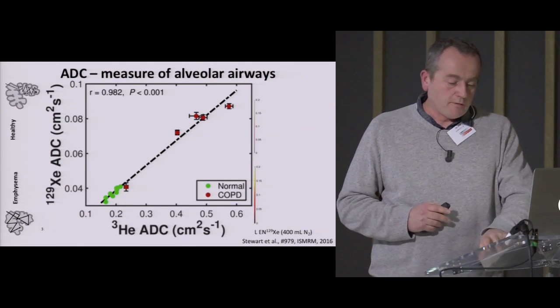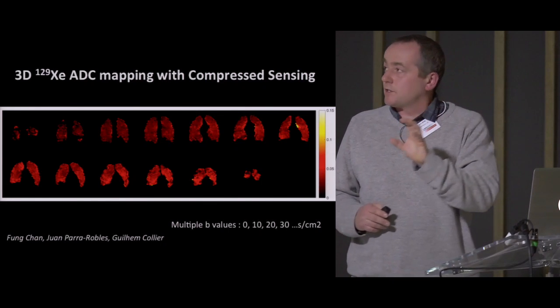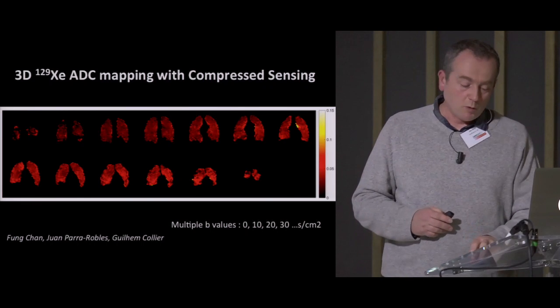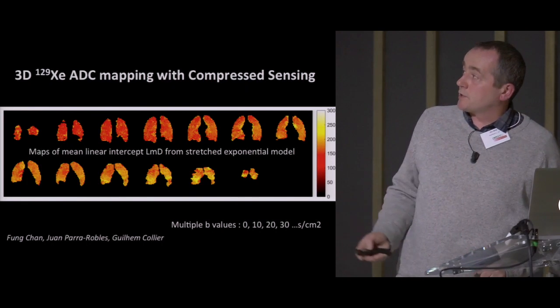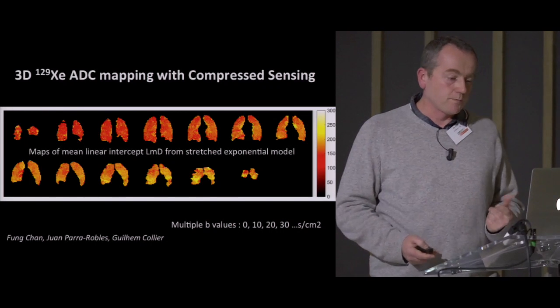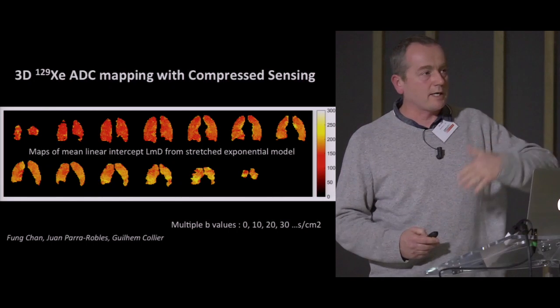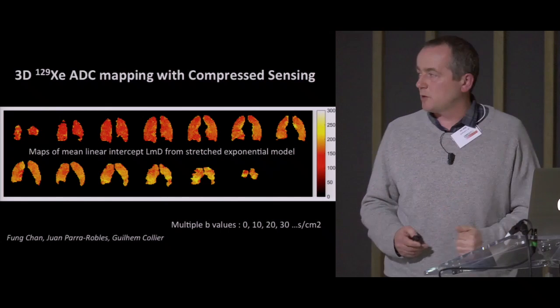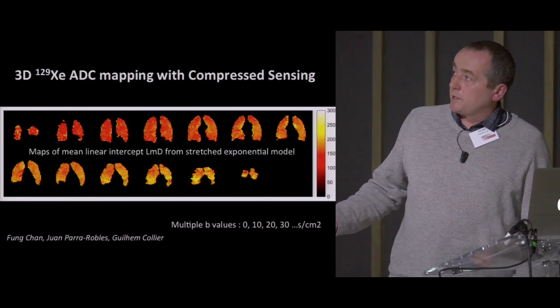from the diffusion behavior. So by acquiring multiple gradient sensitizations, we can come up with parametric maps of mean linear intercept using a variety of models. So this one's based on a stretched exponential model, which transforms the signal back to a Gaussian phase approximation. And from this, we derive maps of the mean linear intercept.